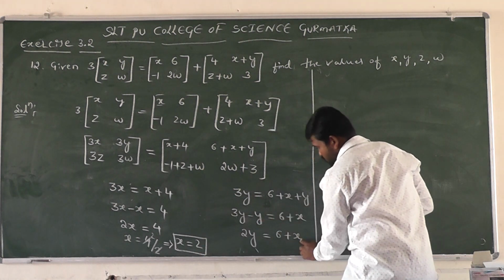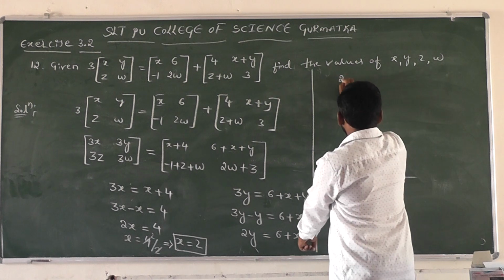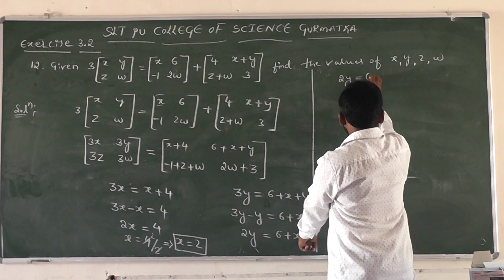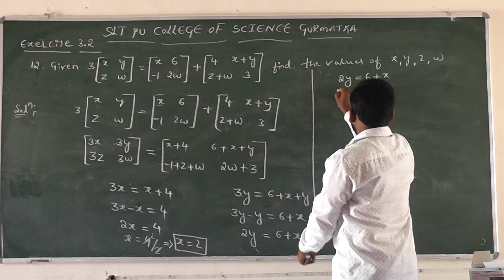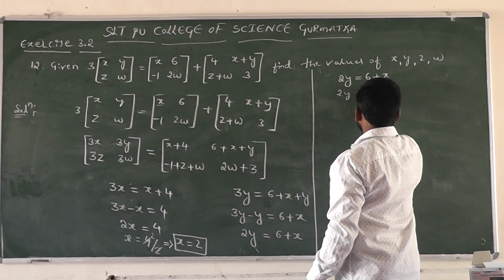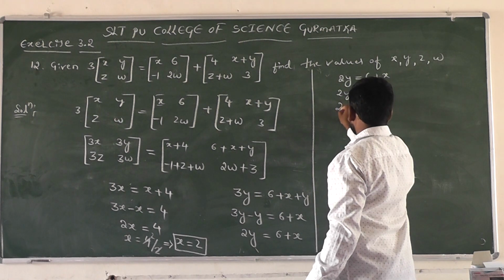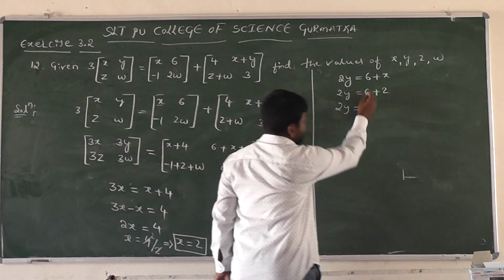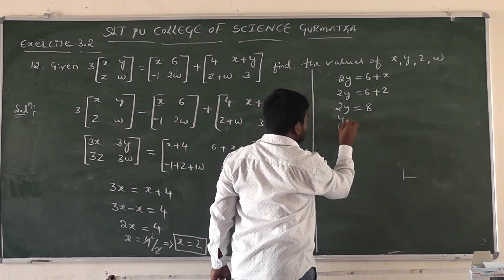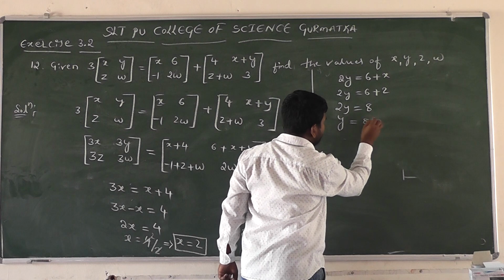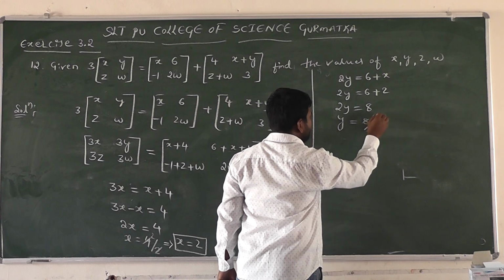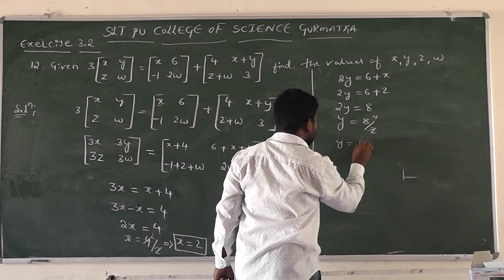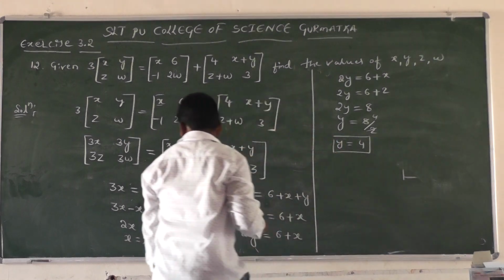We have to substitute this in that equation, right? 2y is equal to 6 plus x. Then 2y is equal to 6 plus 2, which is 8. And y is equal to 8 divided by 2, and 2 ones are 2. Y is equal to how much here? 4. Right? The y value comes here.